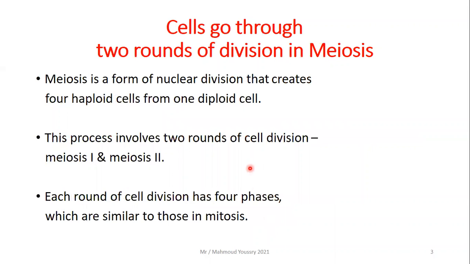Let's see. Cells go through two rounds of division in meiosis. Meiosis is a form of nuclear division that creates four haploid cells from one diploid cell. So the end result of meiosis is four haploid cells from one diploid cell. This process involves two rounds of cell division, meiosis 1 and meiosis 2. Each round of cell division has four phases, which are similar to those of mitosis. Do you remember prophase, metaphase, anaphase, and telophase? These four phases of mitosis are similar in meiosis.